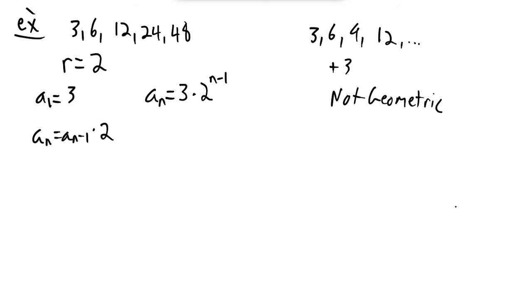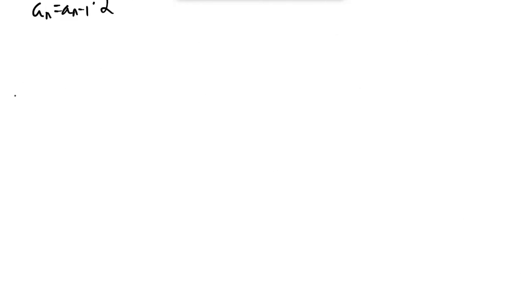Right, let's look at another one. Let's say you have 4, negative 12, 36, and negative 108. Let's look. How do we get from 4 to negative 12? We multiply by negative 3. Negative 12 to 36, multiply by negative 3. So it looks like our common ratio is negative 3.